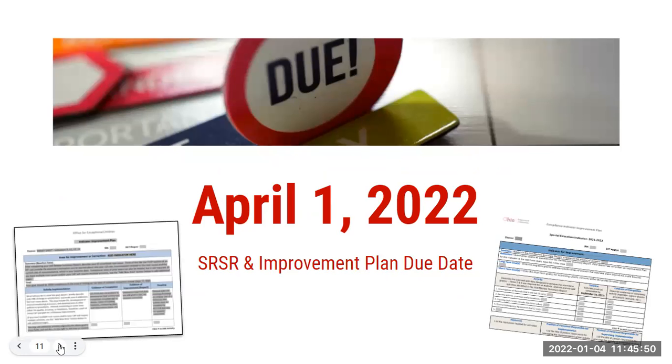Okay, the deadline for turning in your self-review summary report and your improvement plan is April 1st, 2022. So we have some time, but we don't want this to get away from us. We need to get started as soon as we can and start going through the process because it may take more than one meeting.